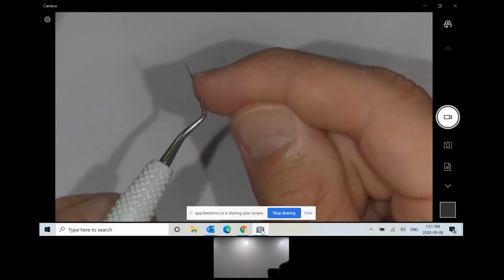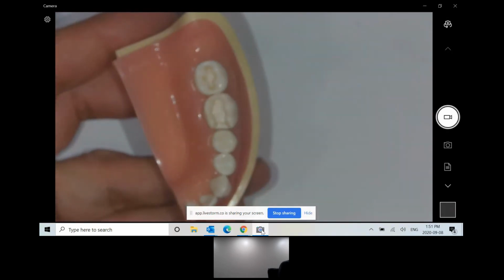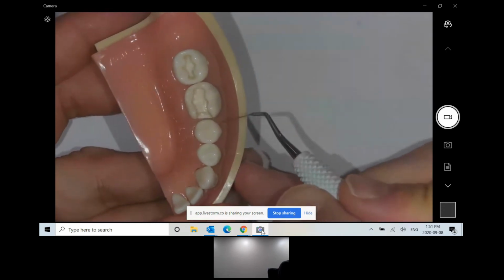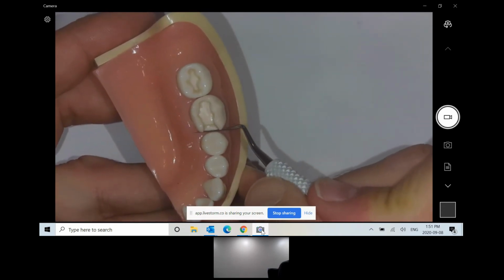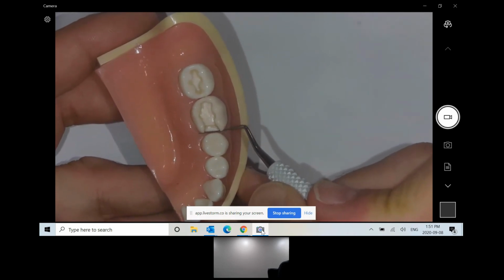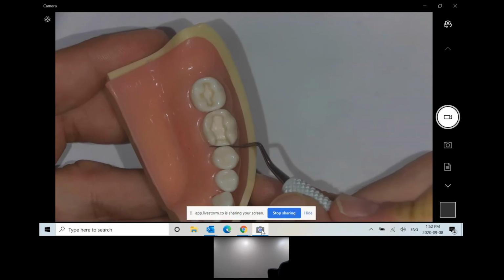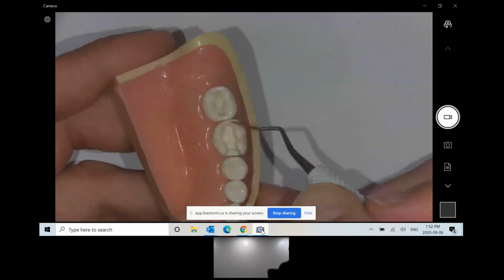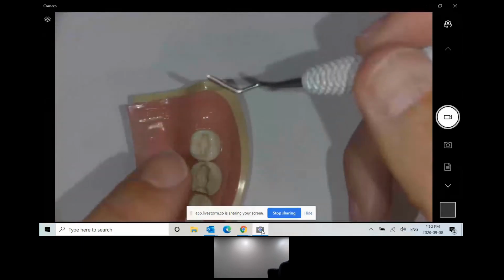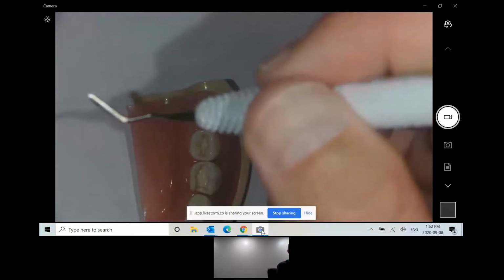But we made it with multiple angulation. So what that allows for is very easy access into those embrasure areas, and so you can go in and cleave off that excess composite or adhesive, or if you've cemented a temporary or permanent crown and now you want to remove that excess cement in the interproximal area, it allows you to do that very easily.